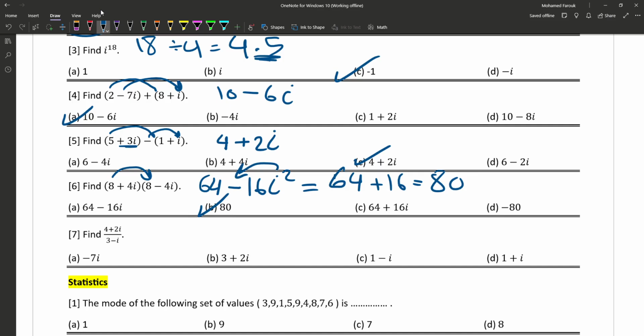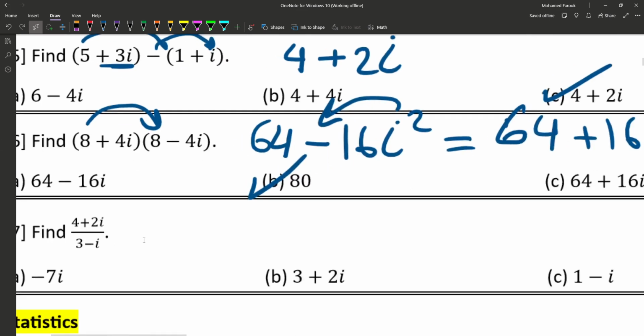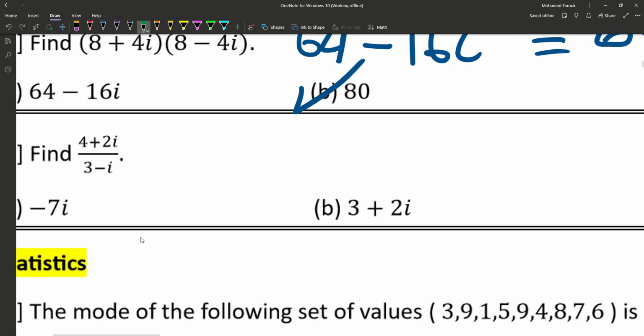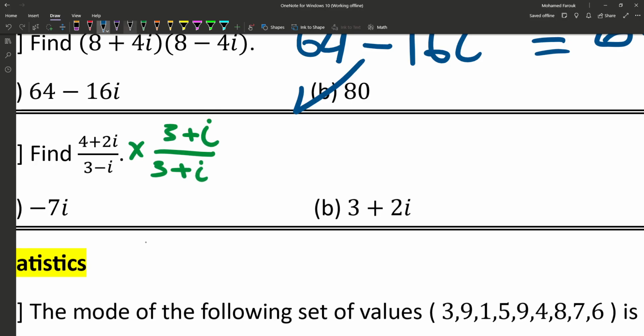Next one, you can do this one with your calculator, and if you want to do it with your mind, it's very easy, inshallah. You will multiply by the conjugate of the denominator. So all what you need to do is multiplying by, what is the conjugate of 3 minus i? It's 3 plus i. Of course, the denominator are two conjugate numbers, so 3 times 3 is 9, and 1 times 1 is 1. It should be negative, but i squared makes it positive, so it will be plus 1.